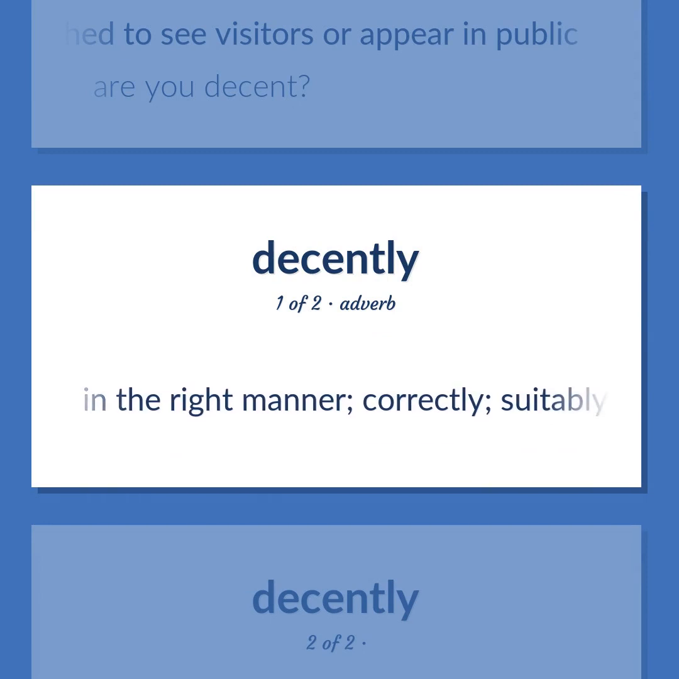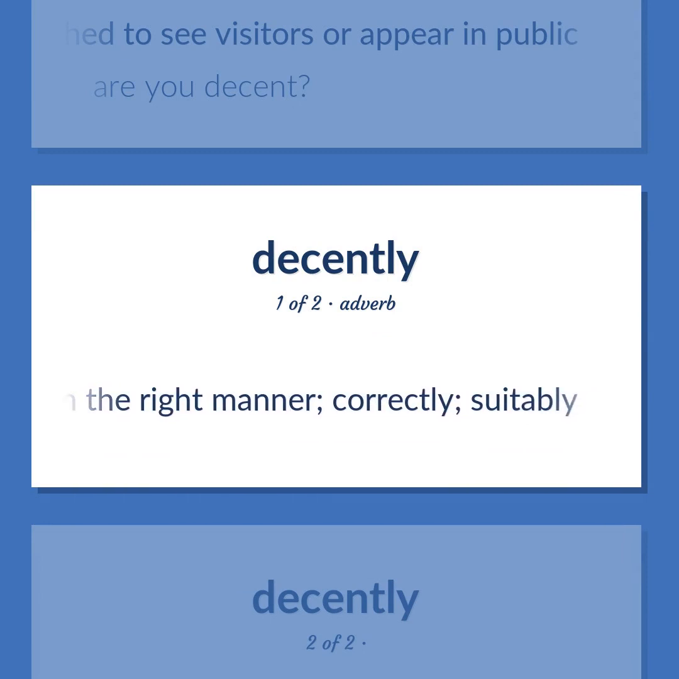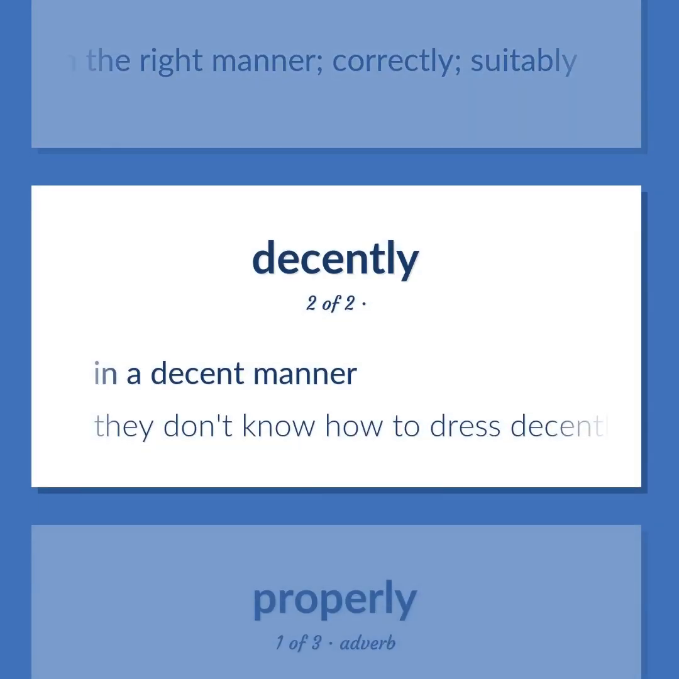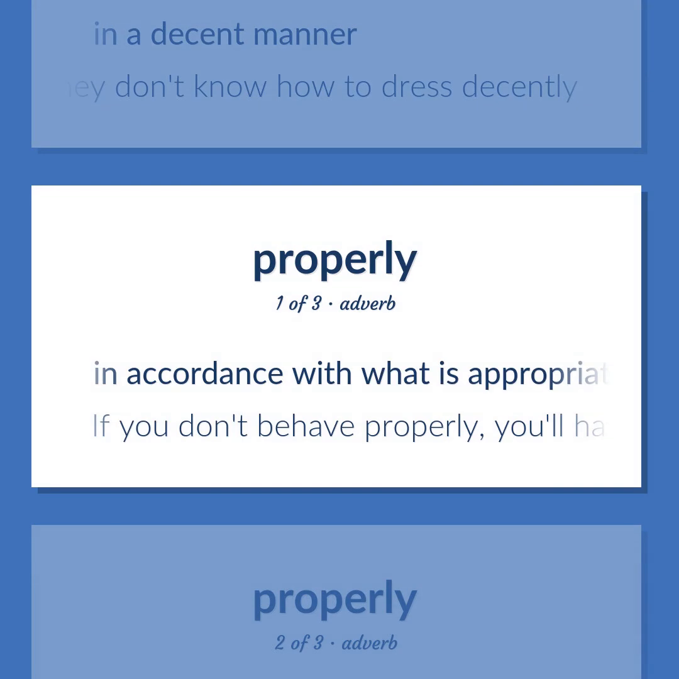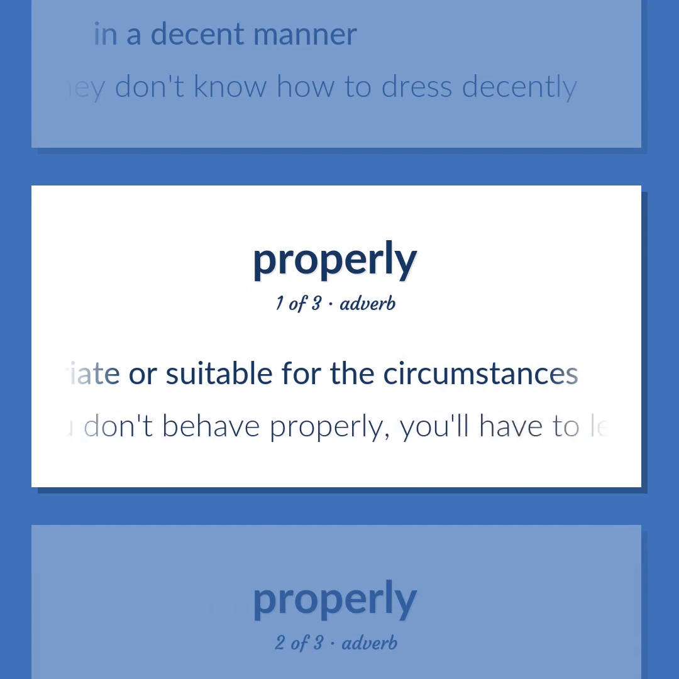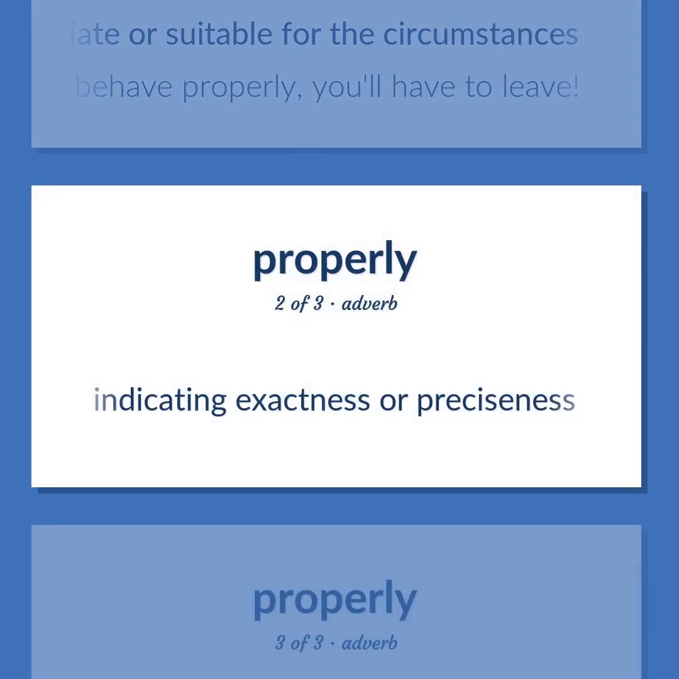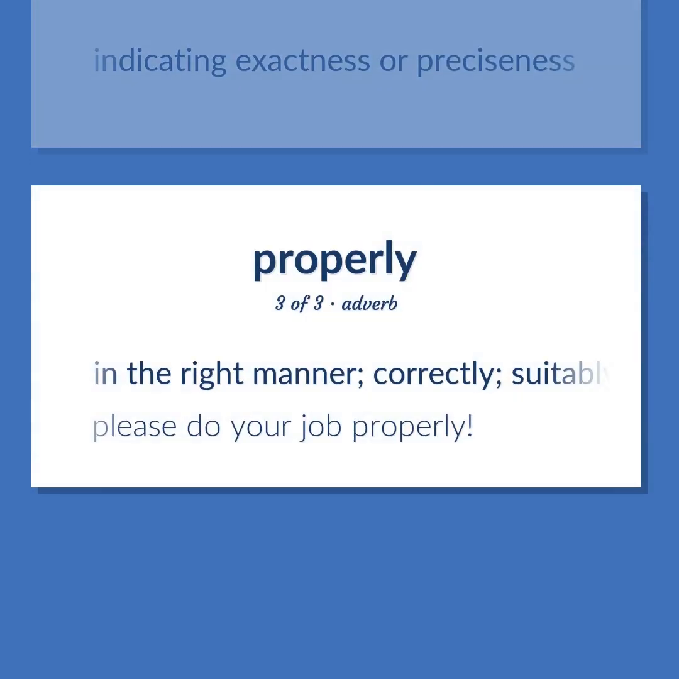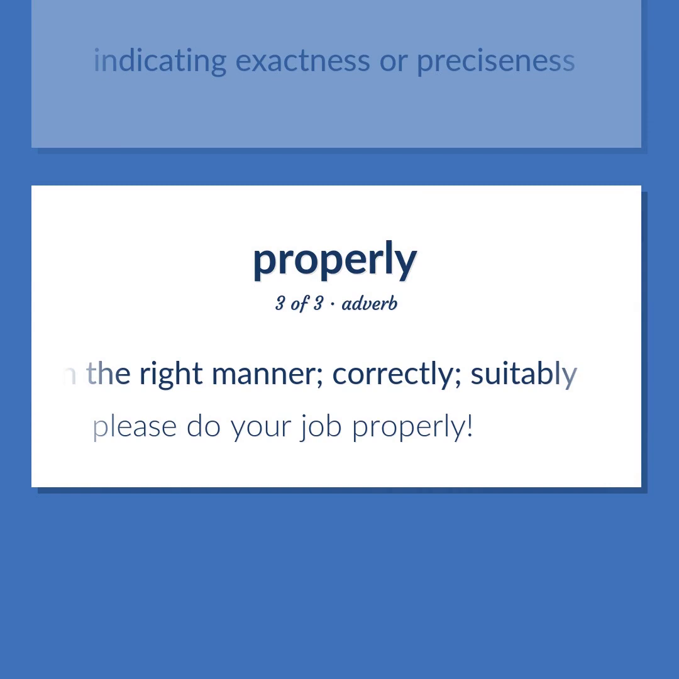In the right manner, correctly, suitably. In a decent manner. They don't know how to dress decently. In accordance with what is appropriate or suitable for the circumstances. If you don't behave properly, you'll have to leave. Indicating exactness or preciseness. In the right manner, correctly, suitably. Please do your job properly.